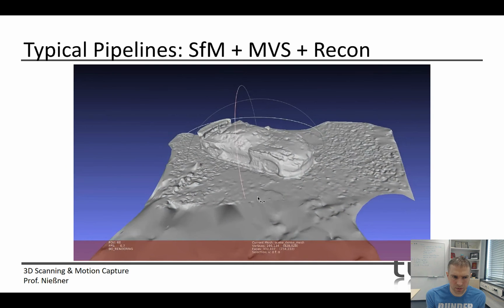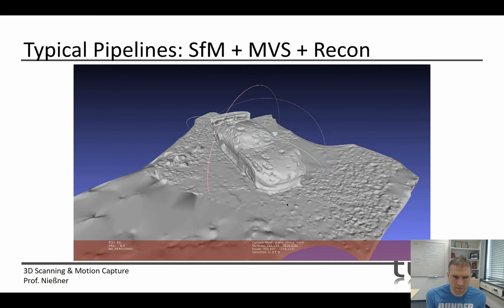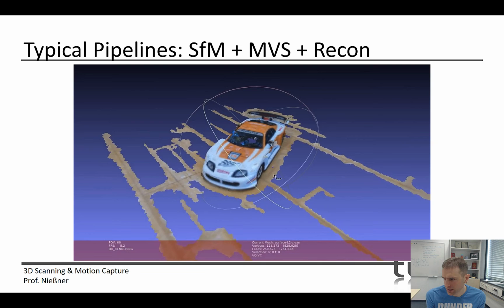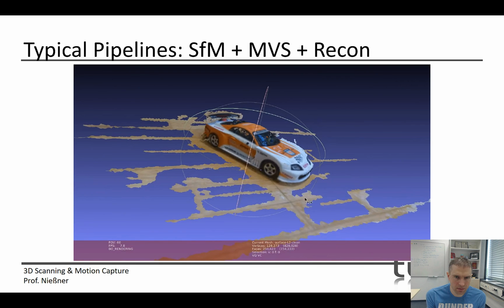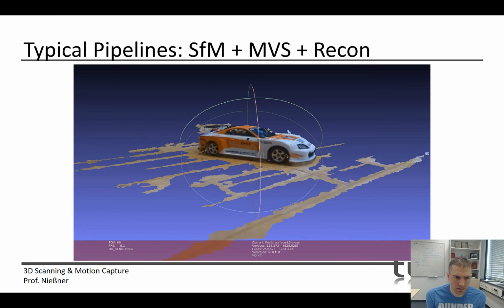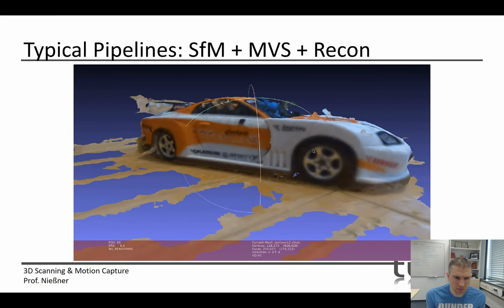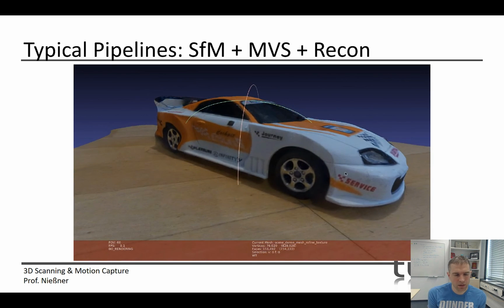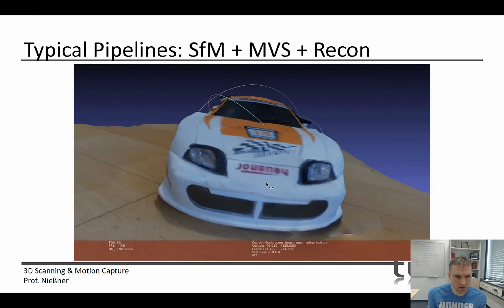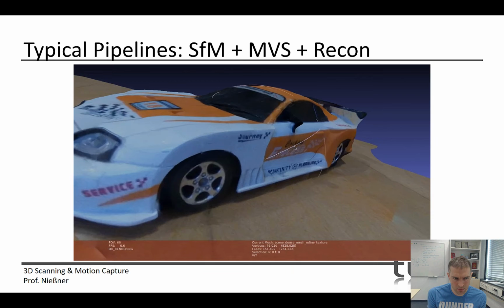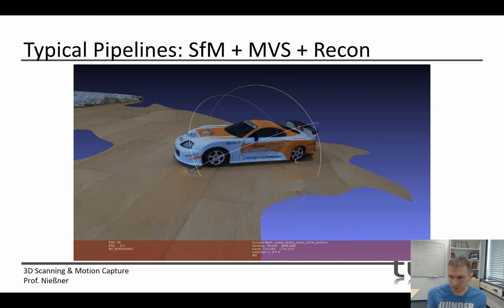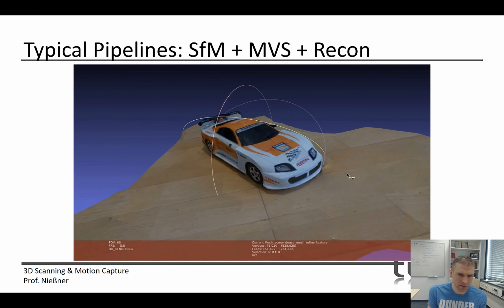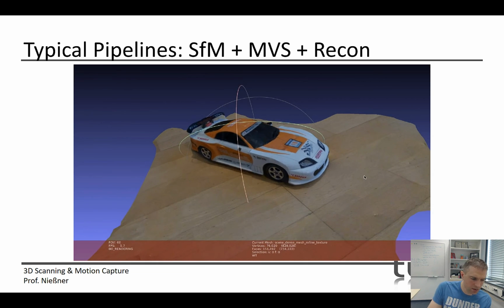Okay, this is after the Poisson surface reconstruction. This is after it's been textured. And then here's a bit of cleanup being done as well. But yeah, looks pretty good. And afterwards, we're getting a 3D mesh out of it.